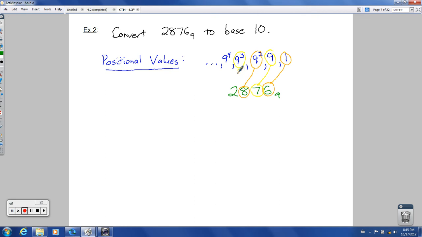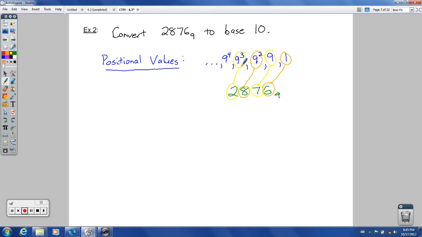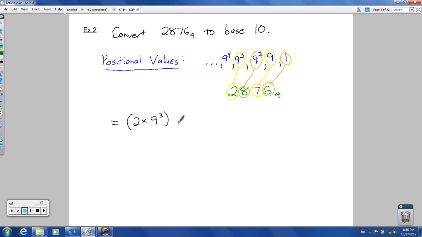So now it's just a matter of doing the same thing we did here, plugging the things in. We've got our 9 squared now. We're going to have a 9 cubed here as well, because we have that 4th place value that would also be substituted. So this now will look like this. We've got 2 times 9 cubed, plus 8 times 9 squared, plus 7 times 9, and then plus 6 times 1. Now I could work this all out.